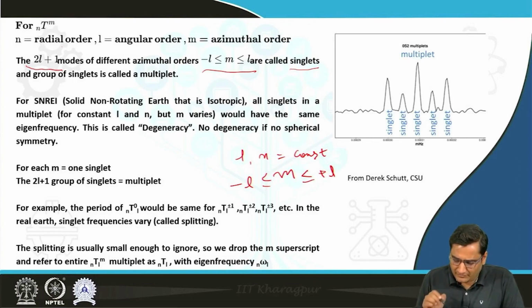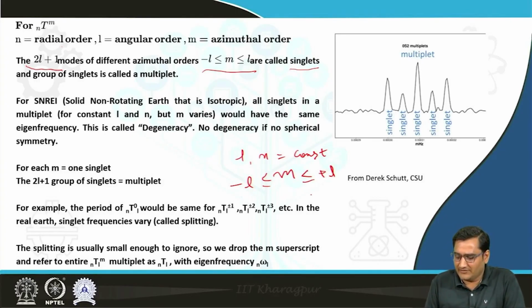So as I told you, if you are varying M from minus L to plus L for constant values of L and N, then all the modes will appear at the same eigenfrequency, and that is called degeneracy in the case of a solid, spherically symmetric, non-rotating and isotropic Earth. But what will happen in the case of the real Earth, where the Earth is aspherical, which means not spherically symmetric, and it is also rotating, and you know Earth is anisotropic in nature? Then what will happen in that case?